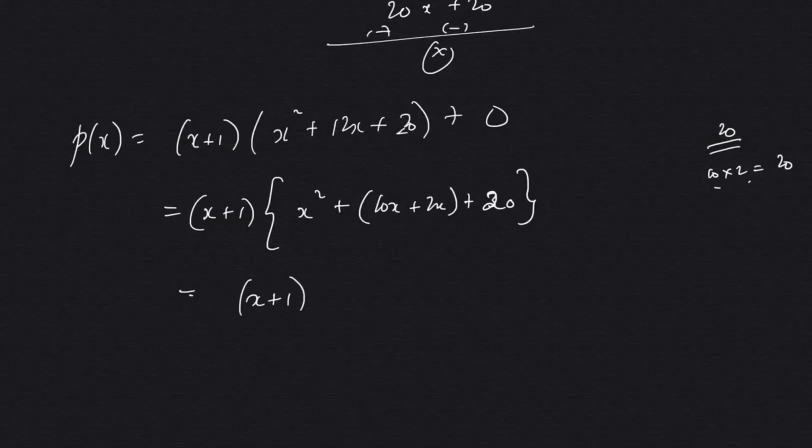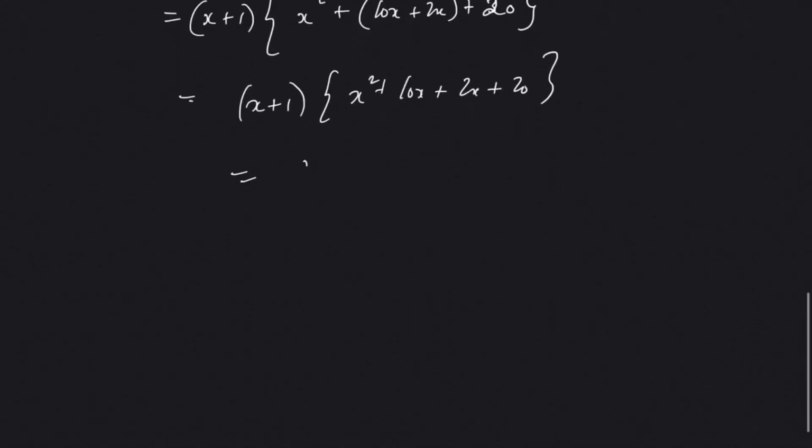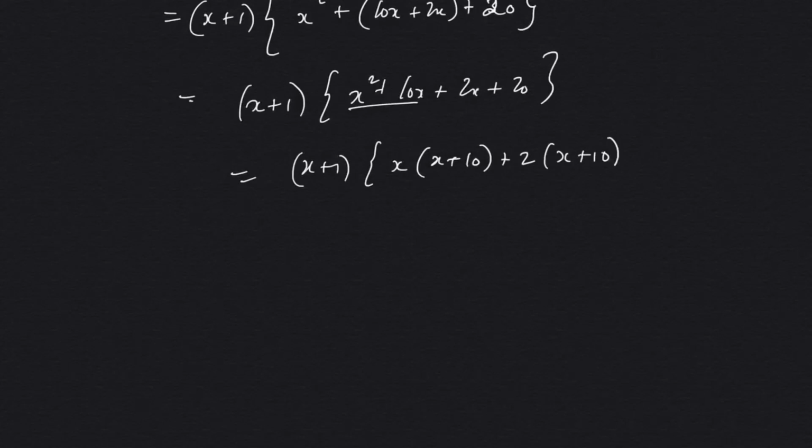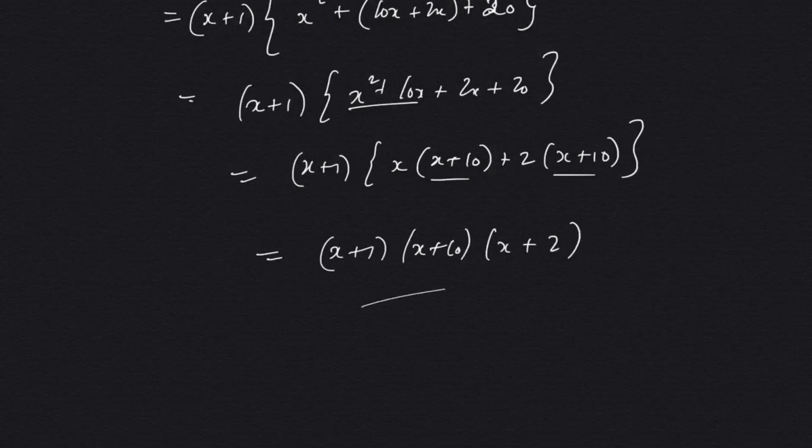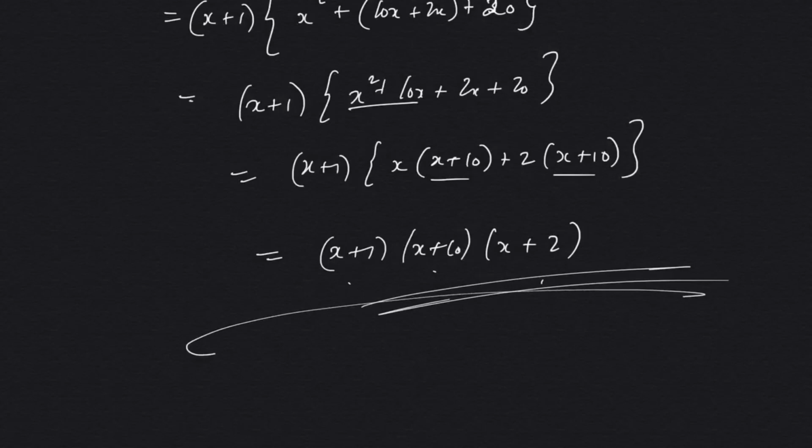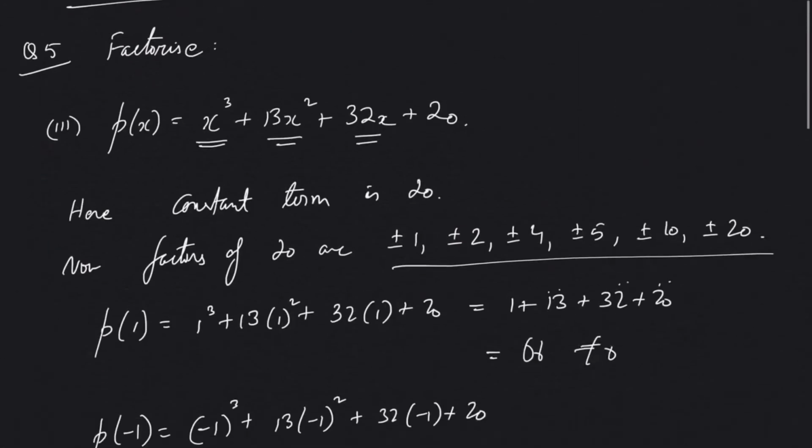So x plus 1, x square plus 10x plus 2x plus 20. That will be x plus 1, taking x common from the first two terms, x into x plus 10, plus 2 into x plus 10. You can see both the terms are the same. So again x plus 10 is common, so we have x left plus 2 left. Therefore our factors are x plus 1, x plus 10 and x plus 2. So that's how you factorize cubic polynomials.